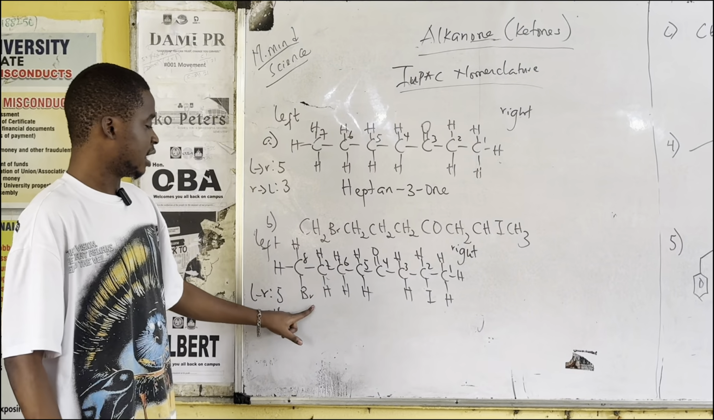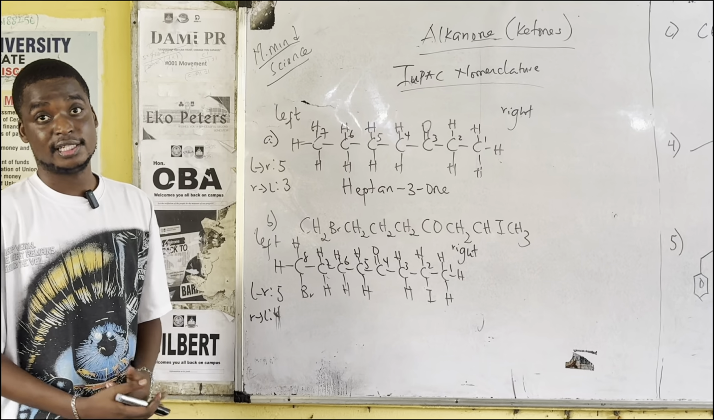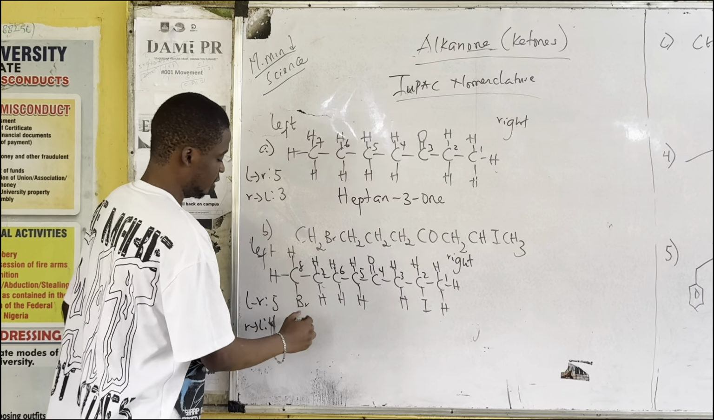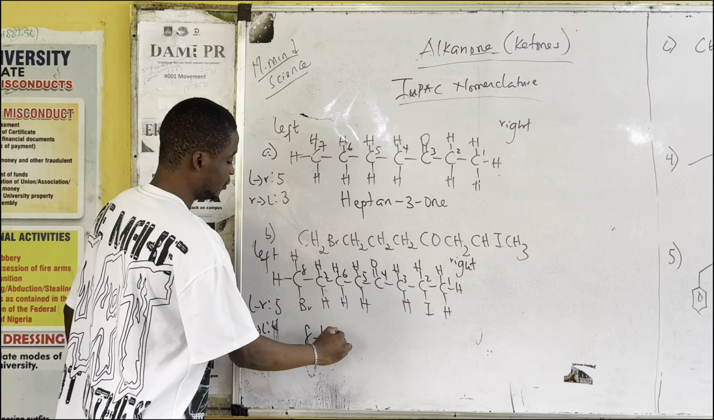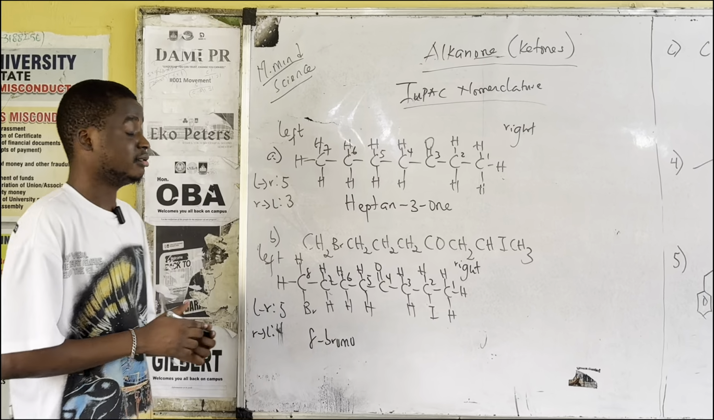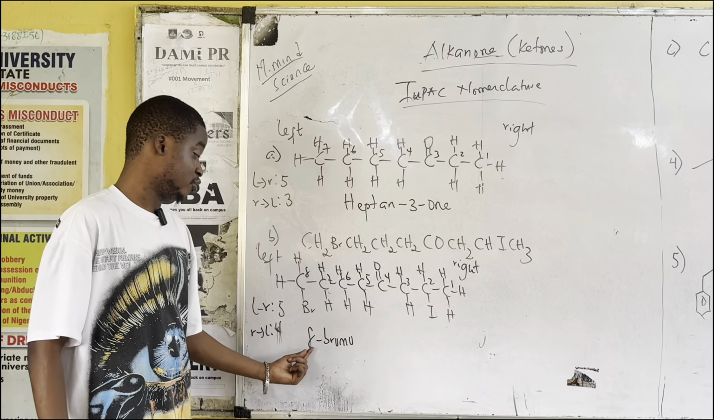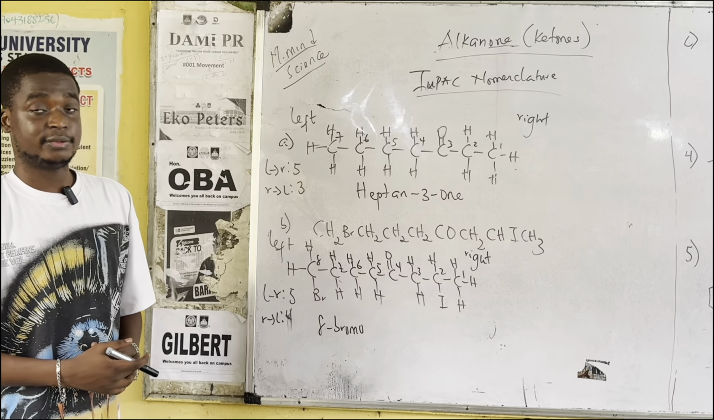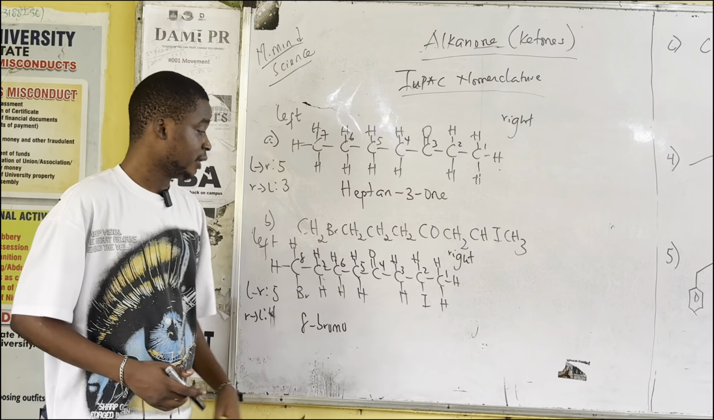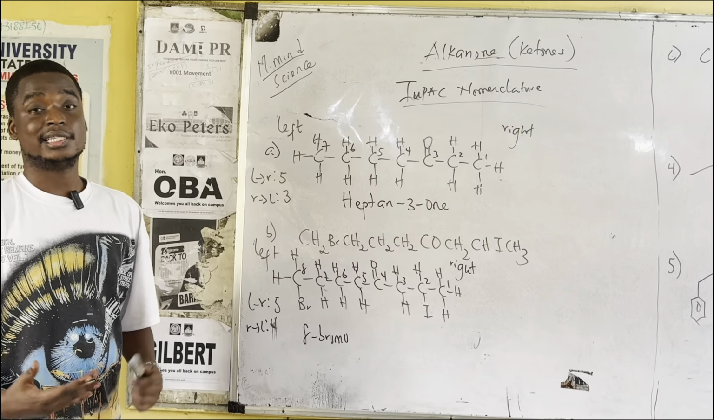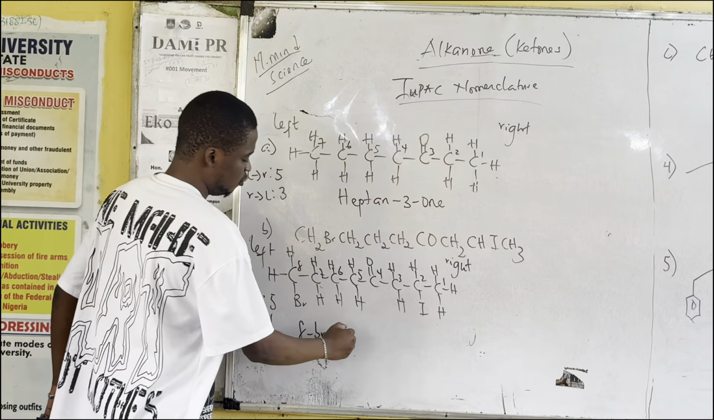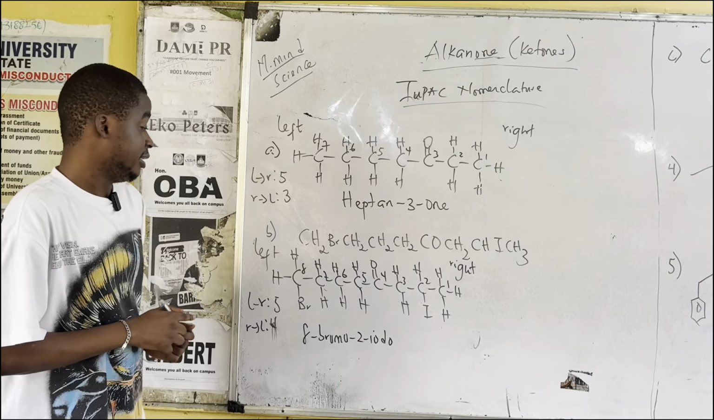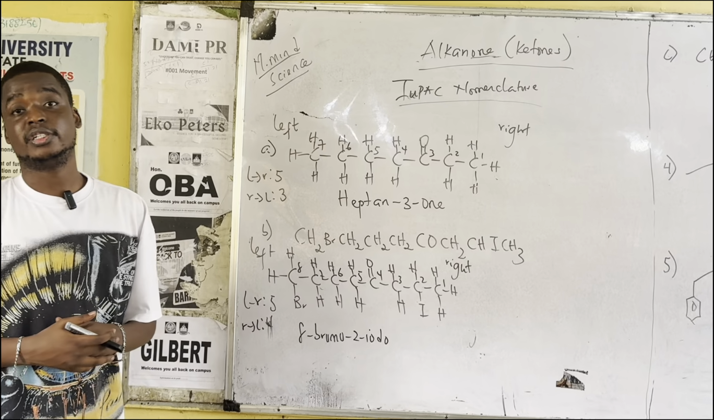So bromine is on carbon 8, which is B. So B comes first in the alphabet. So it's going to be attached to carbon 8. So it's going to be 8-bromo. Always remember, use hyphen to separate letters, numbers, and letters. 8-bromo. Now the next attachment is iodine at carbon 2. But we name iodine as iodo. So it's going to be 2-iodo.